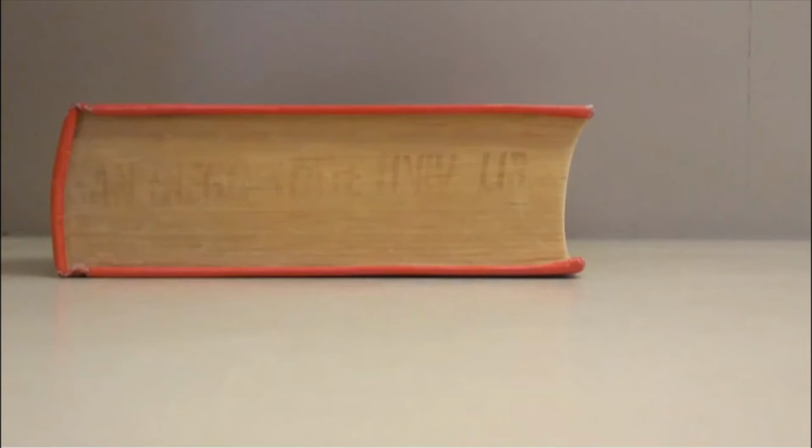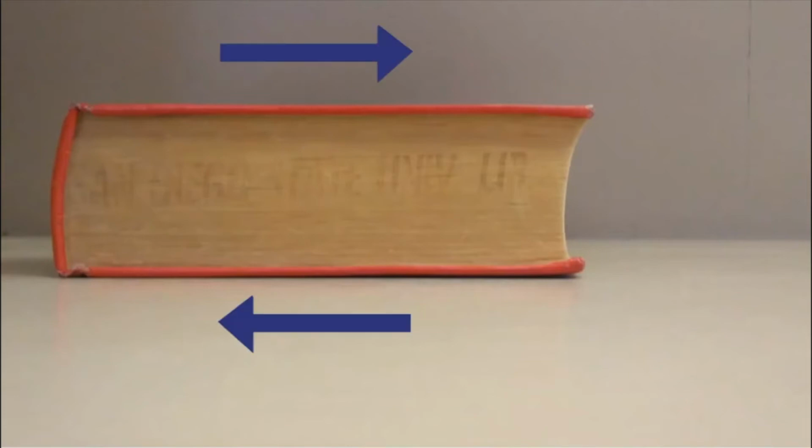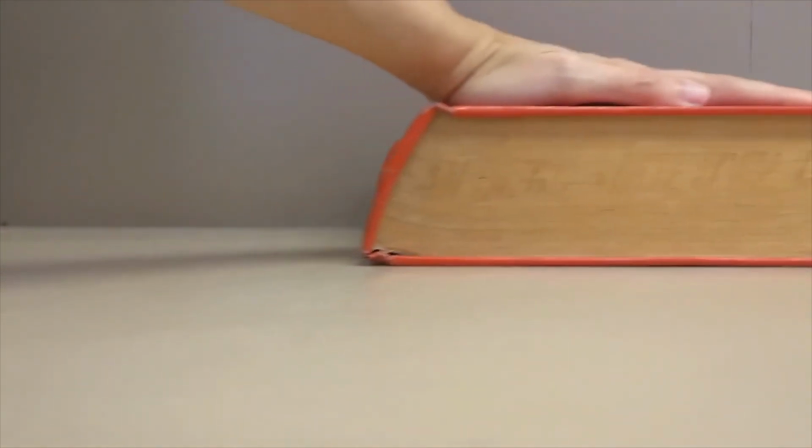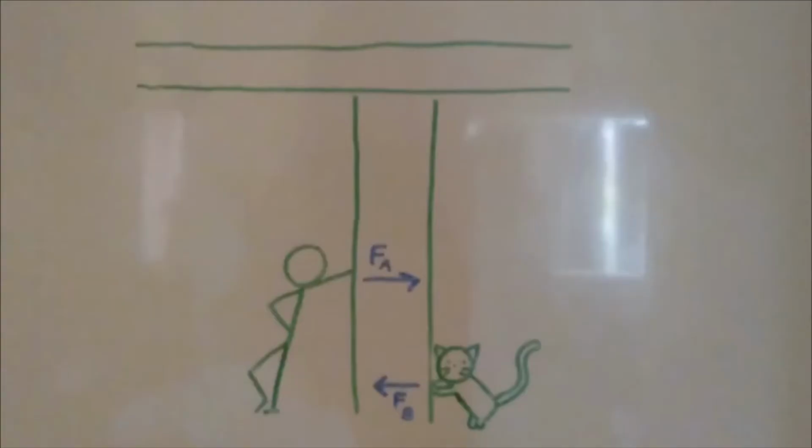Take, for example, this book. The book is composed of many pieces of paper stacked on top of each other. These are the cross-sections of the book. I'm going to apply a force across the top of the book parallel to these cross-sections. The table exerts an equal and opposite force on the book. As you can see, the book is deformed as it is exposed to this shear stress. All objects are slightly deformed by shear stress, even if it is difficult to see.